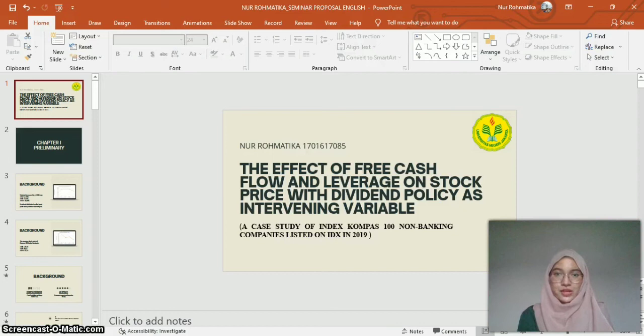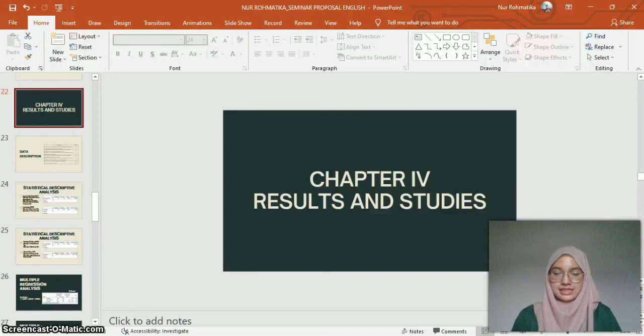And I want to present my thesis entitled The Effect of Free Cash Flow and Leverage on the Stock Price with Dividend Policy as Intervening Variable, a case study of Index Compass 100 non-banking companies listed on IDX in 2019. Chapter 4, Results and Discussion, and Data Description.